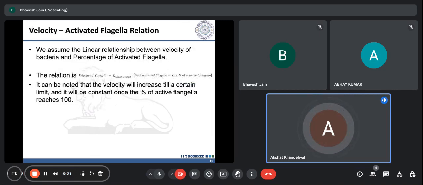Now, let's discuss the relation between velocity and activated flagella. We assume a linear relationship between the velocity of bacteria and the percentage of activated flagella. The velocity of bacteria equals a velocity constant times the percentage of activated flagella minus the minimum number of activated flagella required to move the bacteria. It can be noted that the velocity will increase till a certain limit and it will be constant once the percentage of activated flagella reaches 100%.